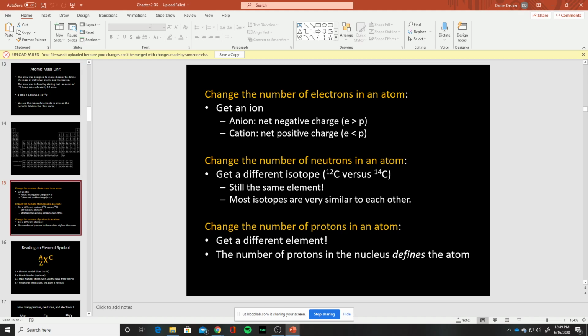I also expect you to know what happens when you change each of those. So like it's talking about on this slide, if I change the electrons, I get an ion, and I expect you to know anions are negative, cations are positive. I also expect you to know that when you change the number of neutrons, you get different isotopes. And if you change the number of protons, then you get a whole different element.